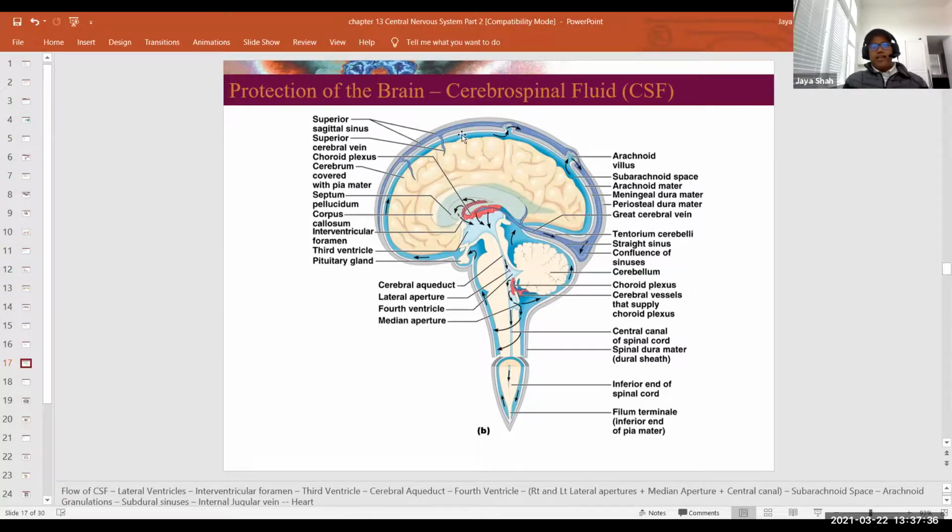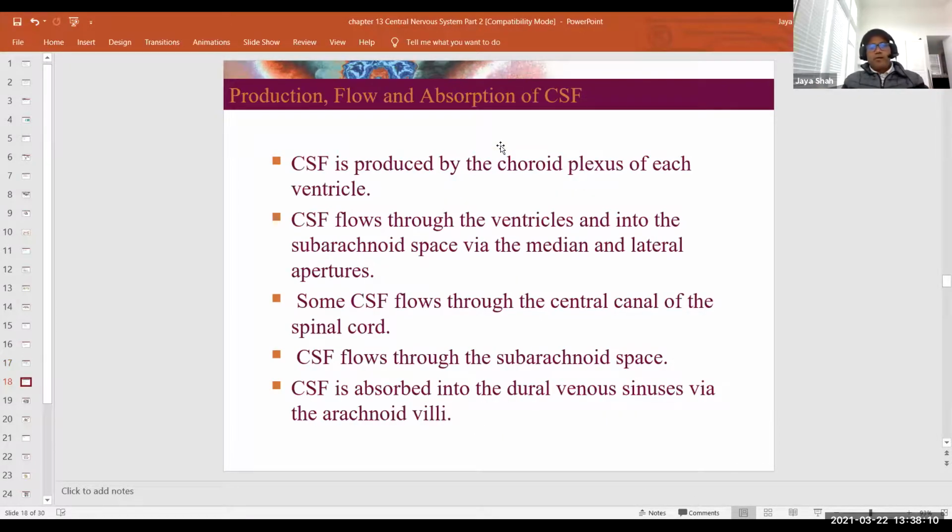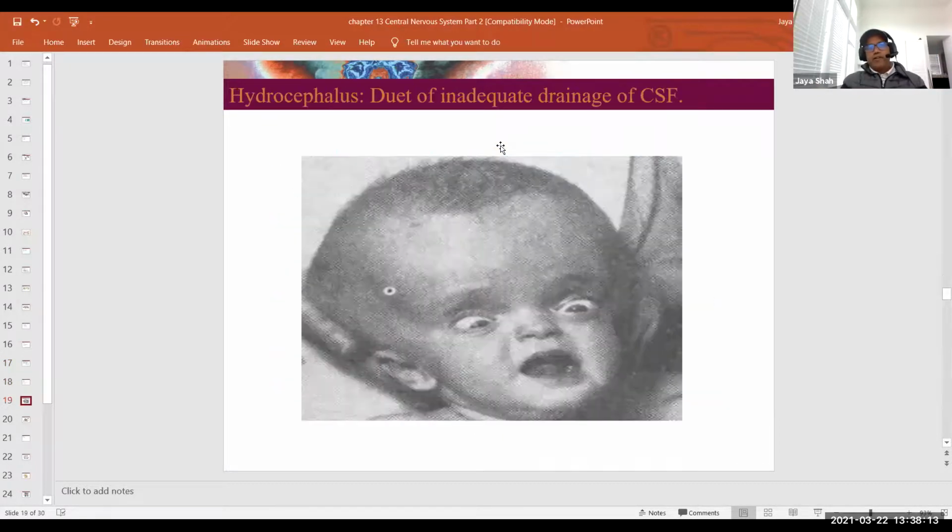So if there is any blockage anywhere, let's say there is infection of the meninges, which we call meningitis, then what happens? There will be a block. Or there is a tumor, let's say here is a tumor in the cerebral aqueduct lining, ependymoma. It will be blocked, and then fluid will build up inside the brain or in the subarachnoid space. If fluid is building and the baby's head is not ossified, the sutures, then the brain will expand, and that condition is called hydrocephalus. You see here, this is hydrocephalus, a big head.